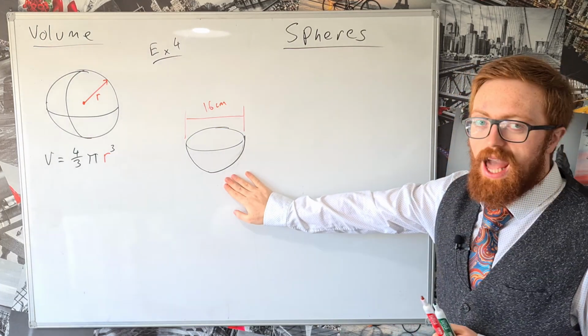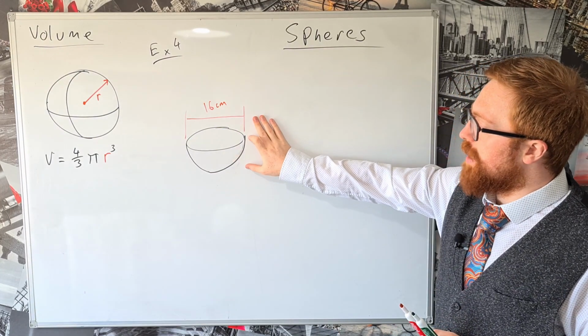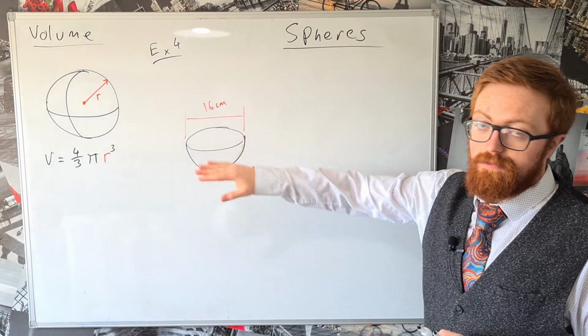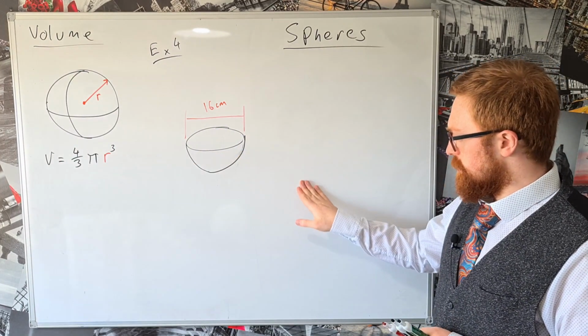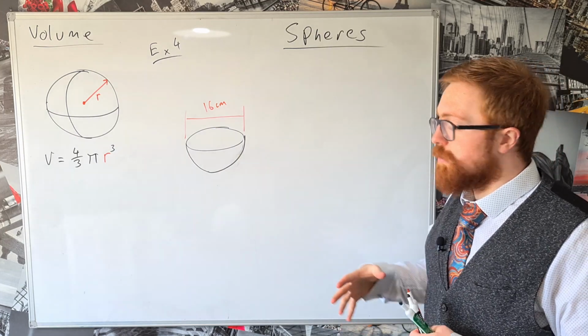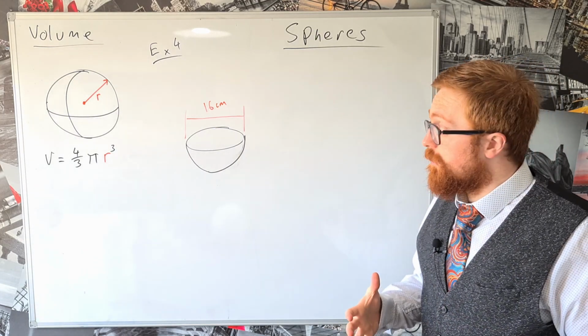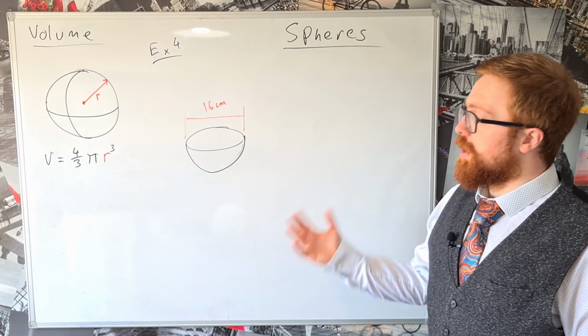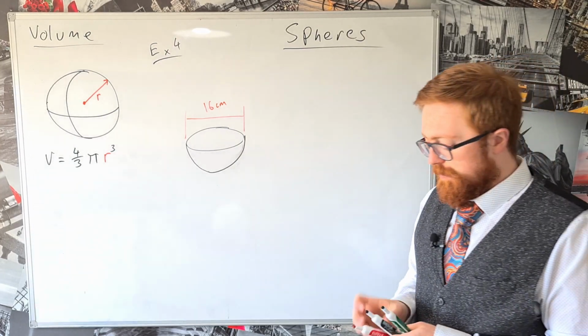So now we're given a hemisphere of diameter 16, and we need to find the volume. So a hemisphere is just half a sphere. So our strategy is to pretend we've got the whole sphere, figure out the volume of what the whole sphere would be, and then once we know that volume, we can half it to get the hemisphere.